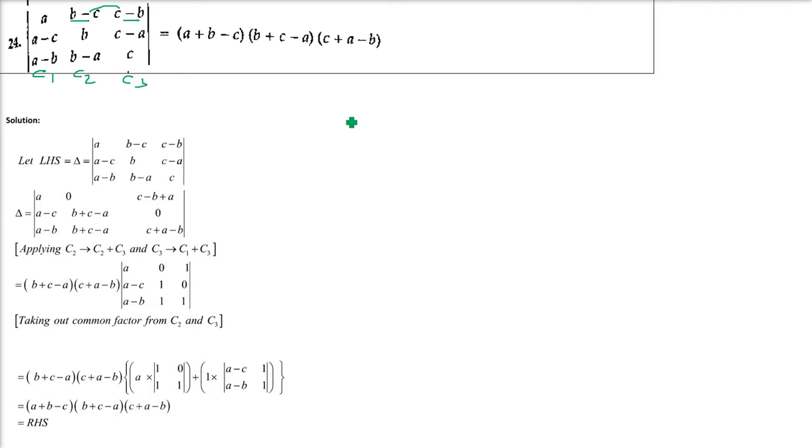So the first column remains same, A minus C, A minus B. Then we have this column 2 plus column 3. So B minus C plus C minus B, we get 0. B plus C minus A, just write B plus C minus A. Then B minus A plus C. So B plus C minus A, again you can write.